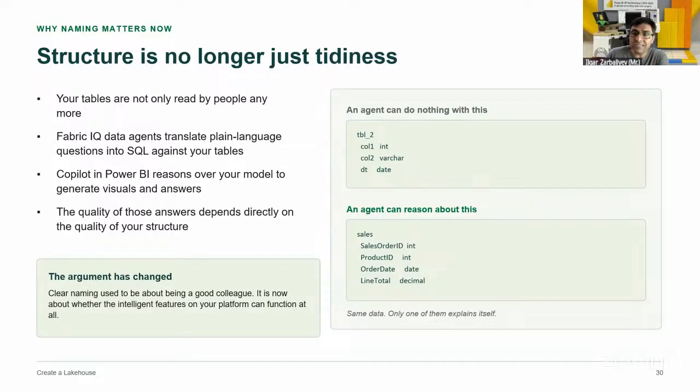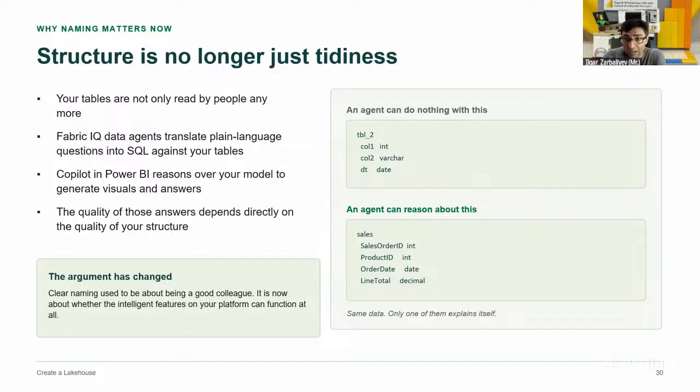Look at the two examples on the right. Same data, both times. The top one, table 2, column 1, column 2, delta table, is hard for a person to work with and effectively impossible for an agent. Because there is nothing there to reason with.